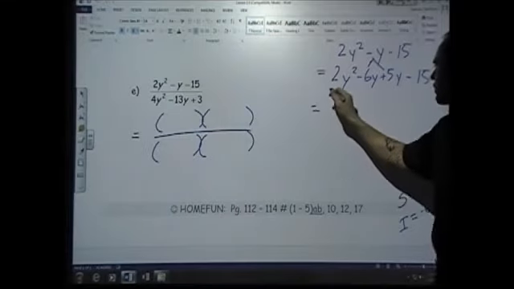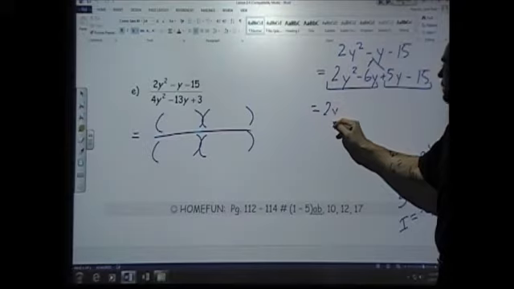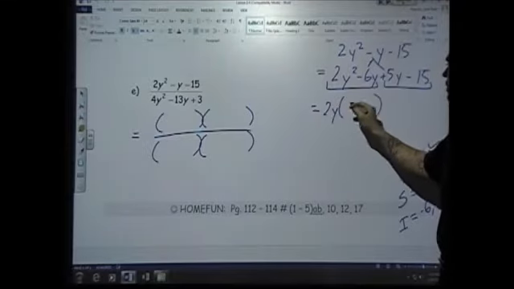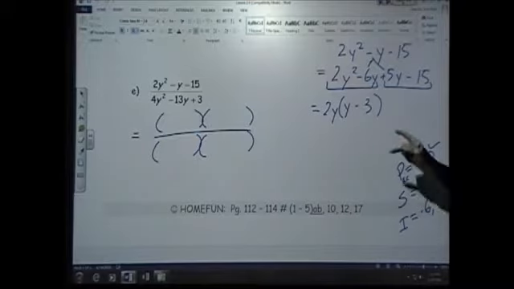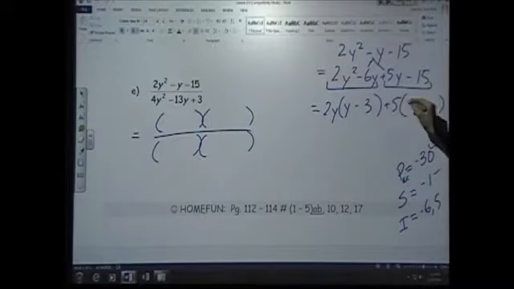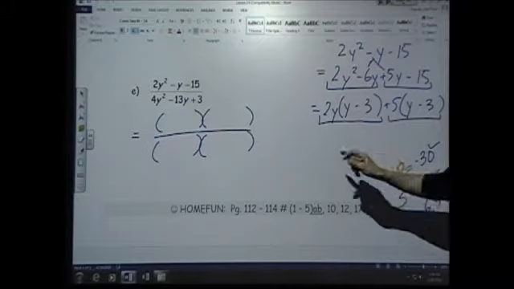So continuing this, factor by grouping the first two and second two. From the first two I can factor out 2y. This divided by 2y is y. This divided by 2y is negative 3. And then I can factor out a positive 5 from both of these terms. This divided by 5 is y, and this divided by 5 is negative 3. How do I know I'm doing it right? Because the two brackets are the same.